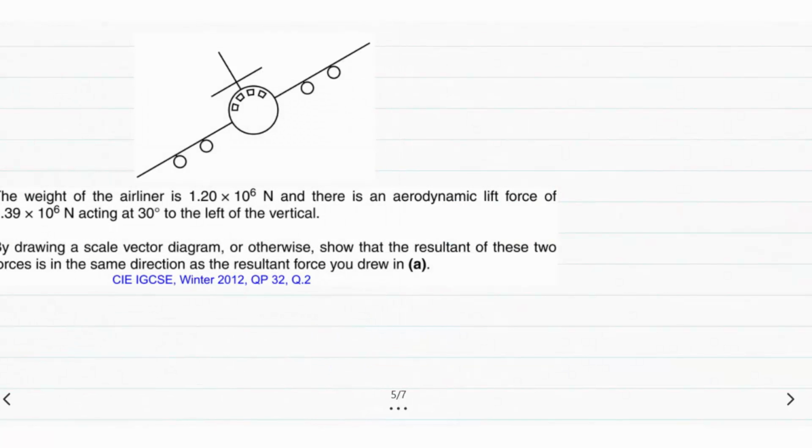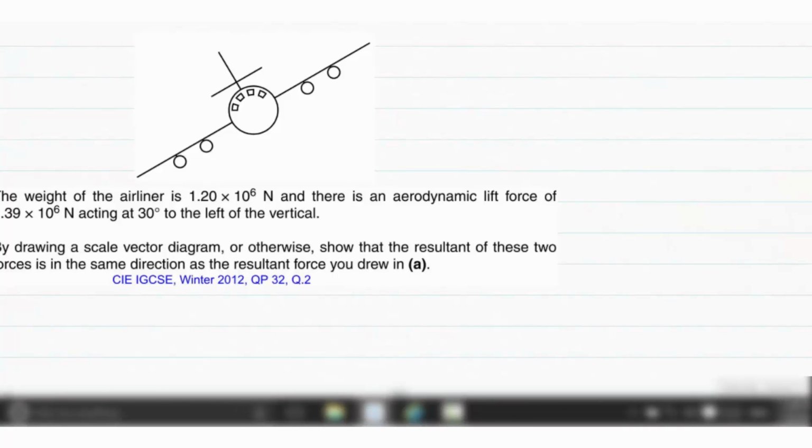Okay, as you can see, this is a question borrowed from a CIE IGCSE paper, with the year and the question paper and the numbers shown. This is quite an interesting question I found. The weight of the airliner. This is the airliner, and we're looking at it from behind or something. Say that the weight of the airliner is this much. When they say it's the weight, it automatically means it will be acting downwards. There is an aerodynamic lift force of this much.